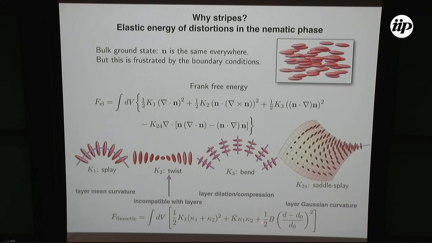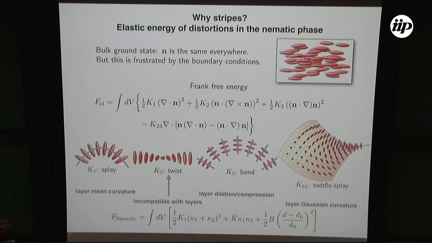And this term is strong in the sense that the length scale you get from root k1 over b is of order the layer spacing, so it's microscopically small, which means the smectic really prefers to bend at mesoscopic scales over having changes in the layer spacing. The layers prefer to bend.